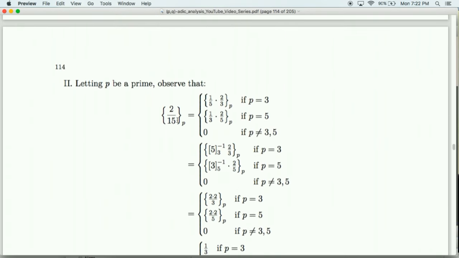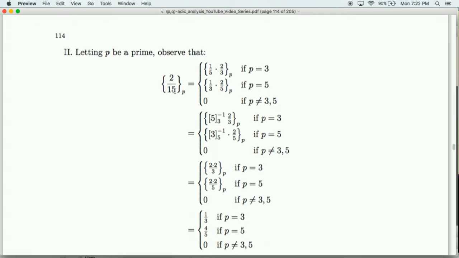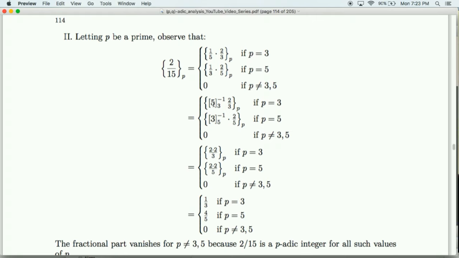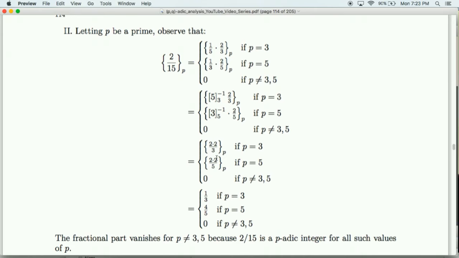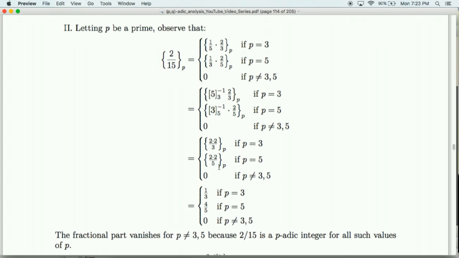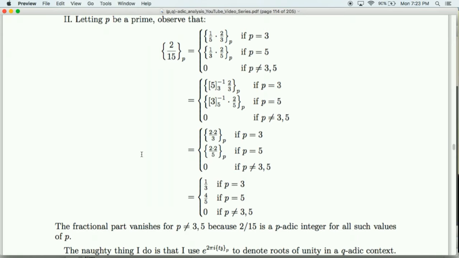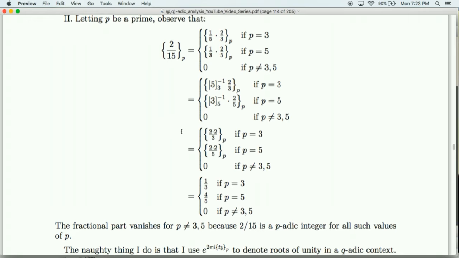More generally, suppose p is any prime and we take 2 over 15. The factorization depends on the prime. This factors as 1/5 times 2/3, or 1/3 times 2/5. If p is equal to 3, this is going to be 2/3 times the multiplicative inverse of 5 mod 3. And if p is equal to 5, this is going to be 2/5 times the multiplicative inverse of 3 mod 5. Going through, this inverse is 2, this inverse is also 2, and so in this case it's 4/3. We can subtract off the integer 1 without changing it, so 4/3 becomes 1/3, and here this is just 4/5. And this fractional part vanishes when p is a prime other than 3 or 5, because 2/15 will then be a p-adic integer for all those primes.